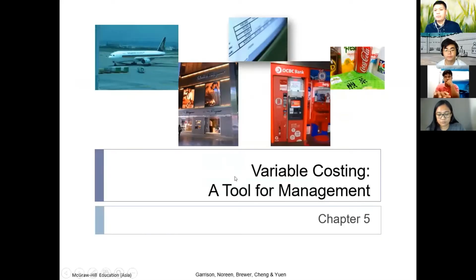All right, this is now chapter 5, variable costing, a tool for management. I sent you the file also. Everybody got a copy of this file?